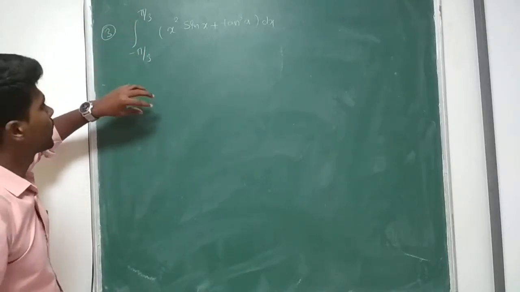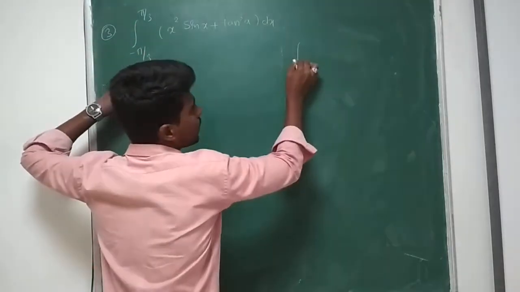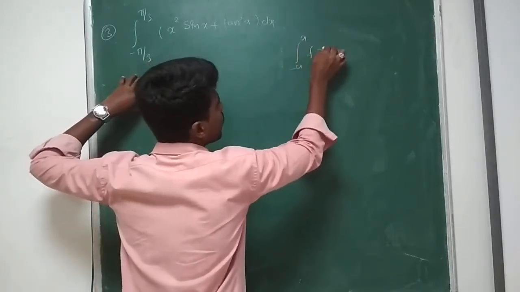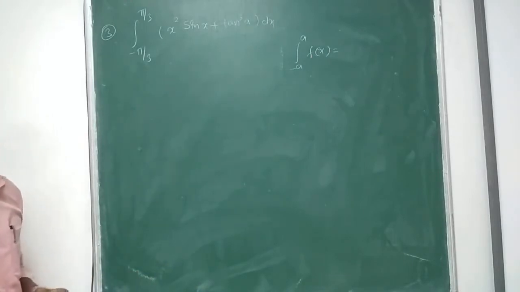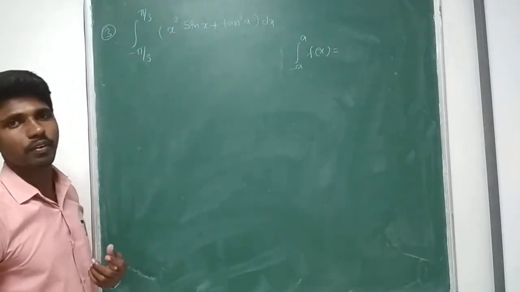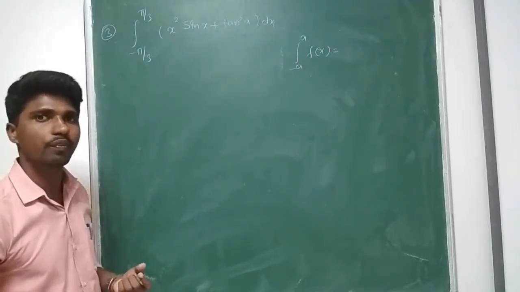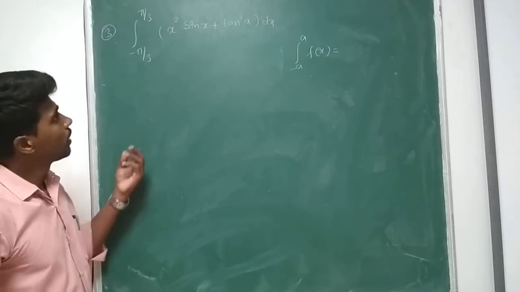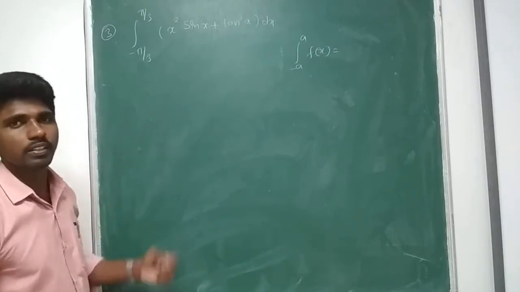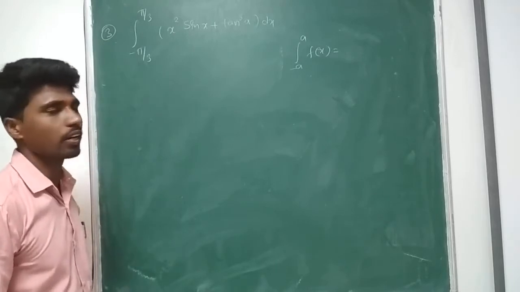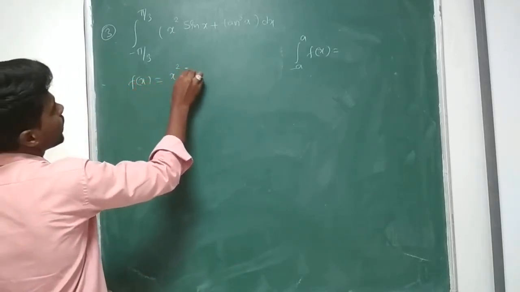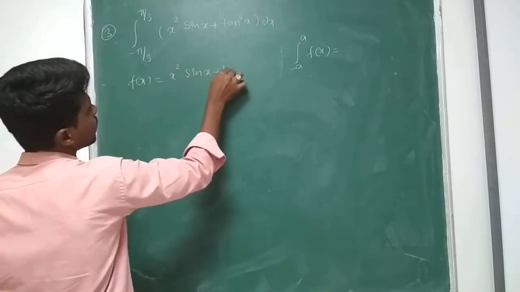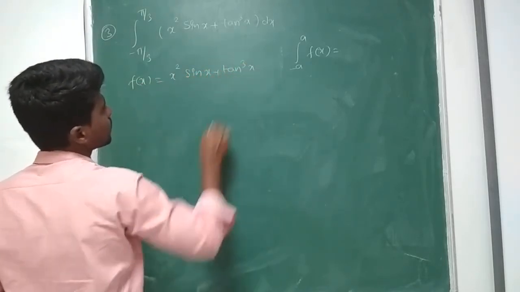If I see the condition minus a to a, integral minus a to a of f of x dx, I have to check whether the given function is even or odd. If the given function is even, our answer will be 2 into integral 0 to a of f of x dx. If the function is odd, then we get the answer as 0. So let me check whether the function is even or odd. The given function is f of x is equal to x square sin x plus tan cube x.